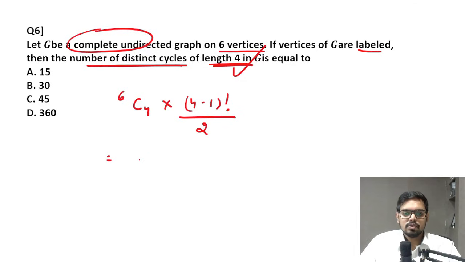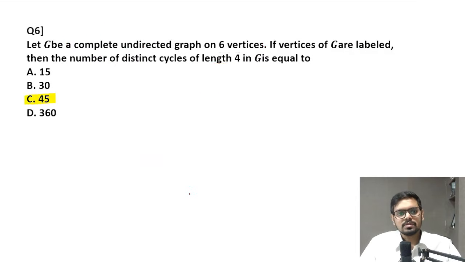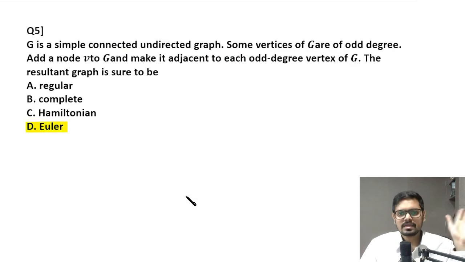6C4 is 6C2, which is 6 into 5 by 2, into 3 factorial, which is 3 into 2 factorial, or you can say 3 into 2 into 1 upon 2. Cancels, the 2s and 1s cancel. Final answer is 15 into 3, which is equal to 45. So option C is correct. Easy. So this thing is already explained conceptually in the previous lecture. So if you have seen the conceptual lecture, then only this class is easy.